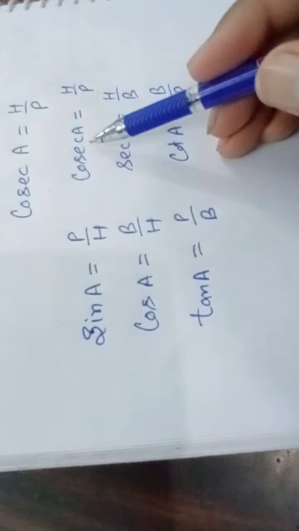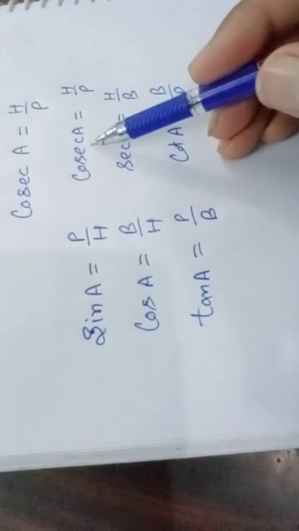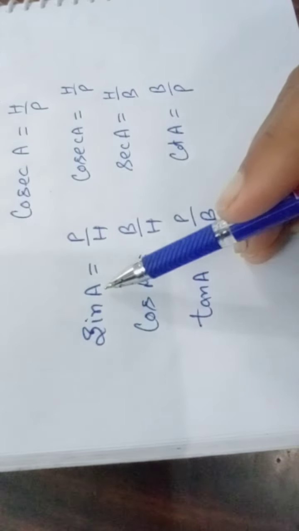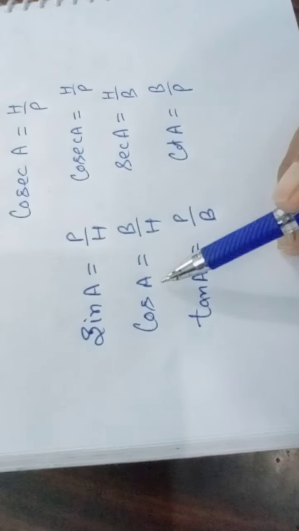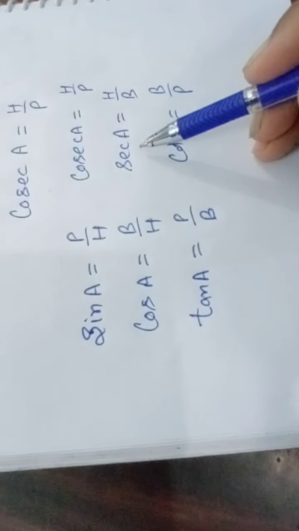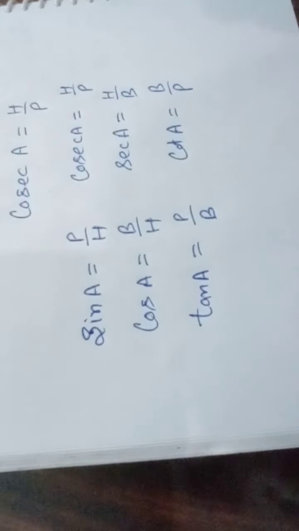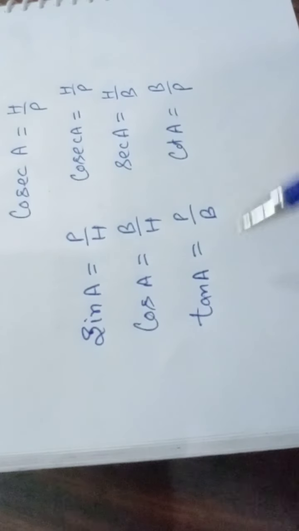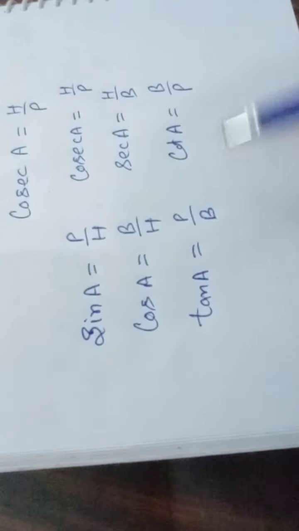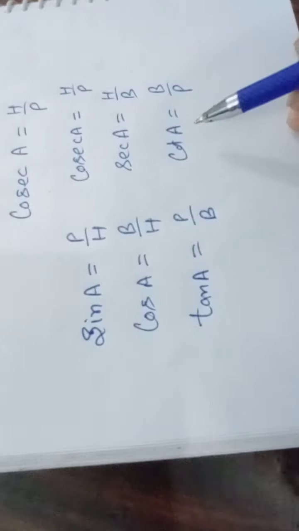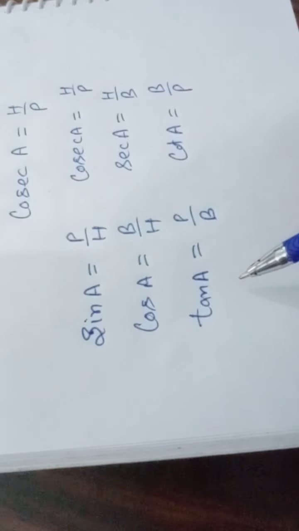Sin A का reciprocal cosec A, or we can say reciprocal of cosec A is sin A. Reciprocal of cos A is sec A, and reciprocal of sec A is cos A. Reciprocal को हम multiplicative inverse भी कह सकते हैं. Reciprocal and multiplicative inverse are same thing. Tan A, reciprocal of tan A is cot A, and reciprocal of cot A is tan A.